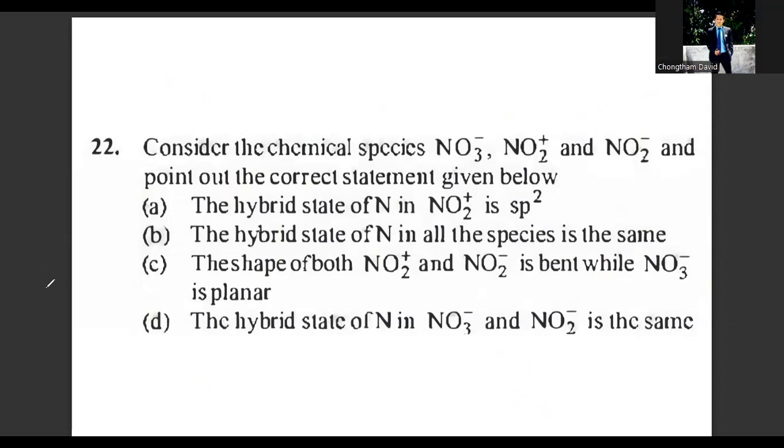Question number 22. Consider the chemical species nitrate, nitronium, and nitrite, and pick out the correct statements given below. So the hybrid state of nitrogen in nitrate and nitrite is the same, sp2, while in the case of NO2 plus, it is sp. So option D would be the answer for question number 22. The hybrid state of nitrogen in nitrate and nitrite are the same.